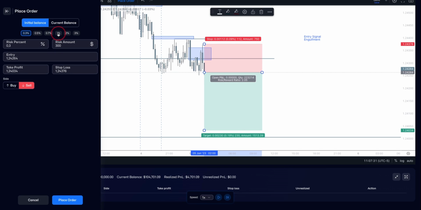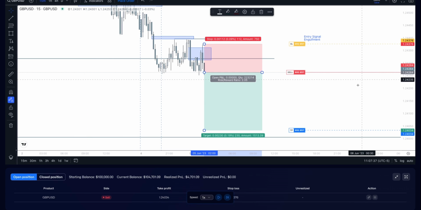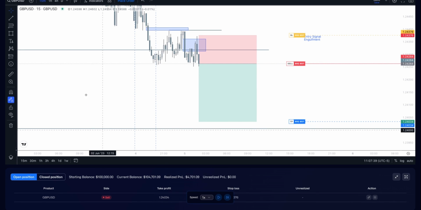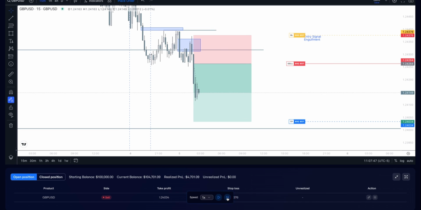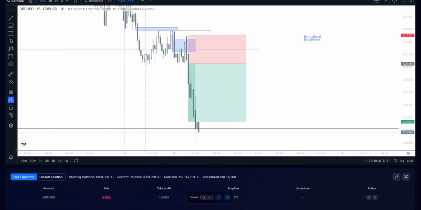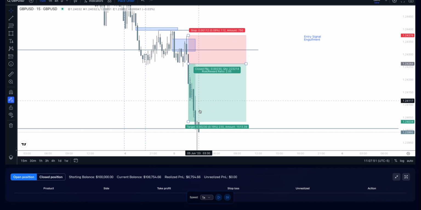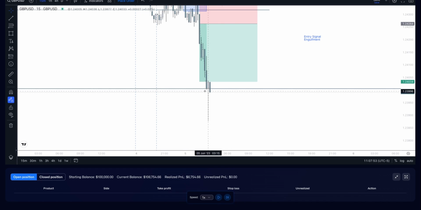Okay, there is 1% sell. Place order. Okay, there is our sell order. Potentially on the lower time frames, we've got an earlier entry, but the system is a little bit different. Okay, nicely moved down, just following the momentum towards that sell side objective.